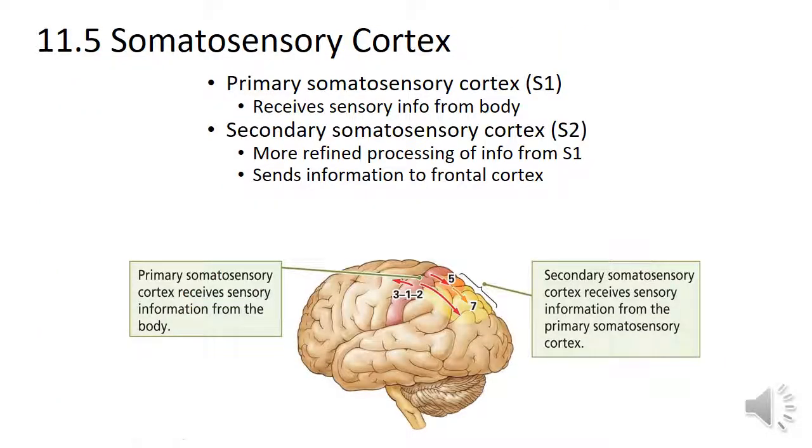Okay, moving on to section 5, the somatosensory cortex. There are two main parts of the somatosensory cortex, which are both in the parietal lobe. There's the primary somatosensory cortex, also known as S1, and this receives sensory information from the body that's gone through the thalamus, coming up from the body, this afferent information. The secondary somatosensory cortex, or S2, gets information from S1 and has a more refined processing of that information, and then it sends information to different areas of the brain, including the frontal cortex.